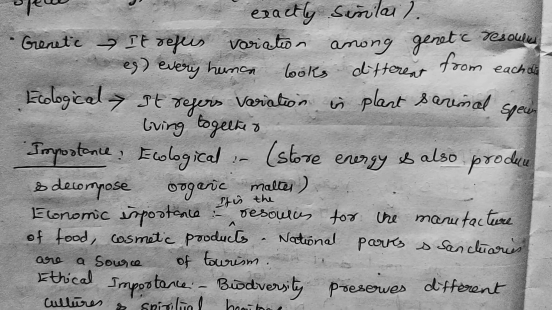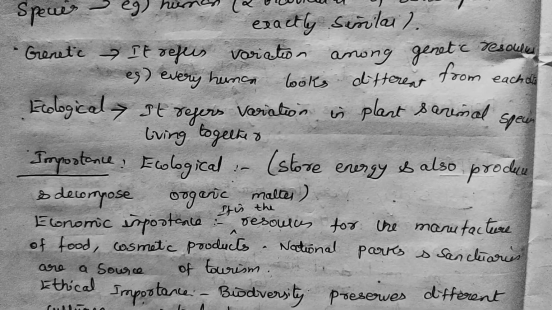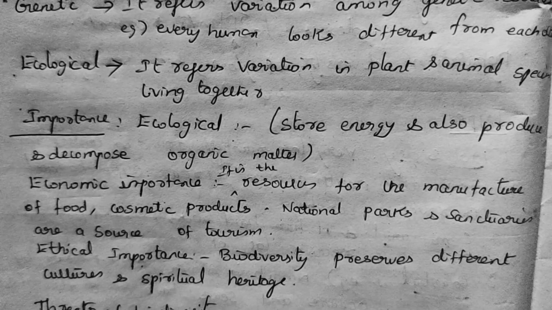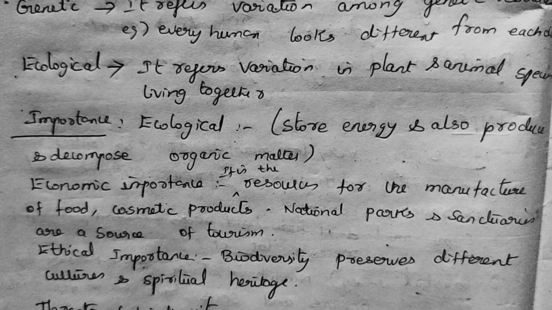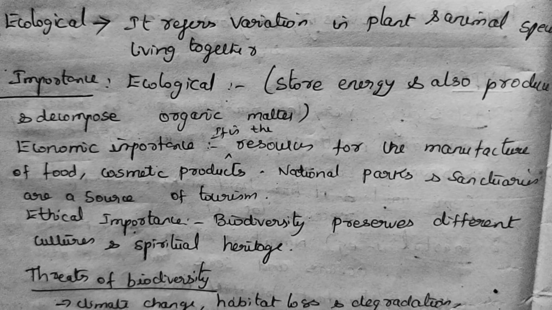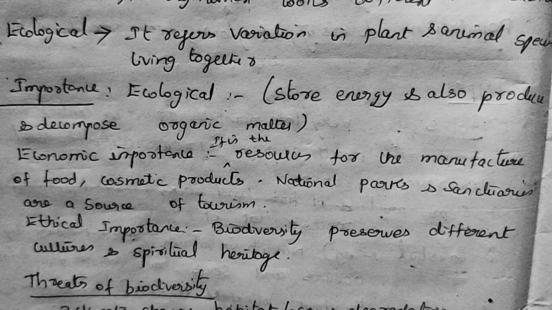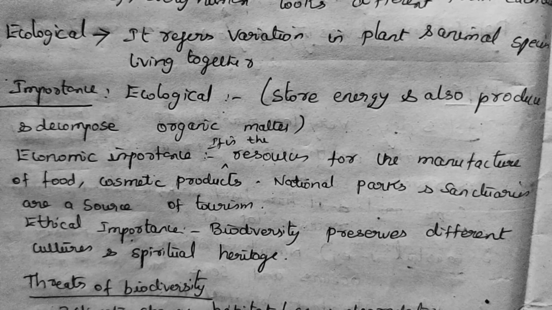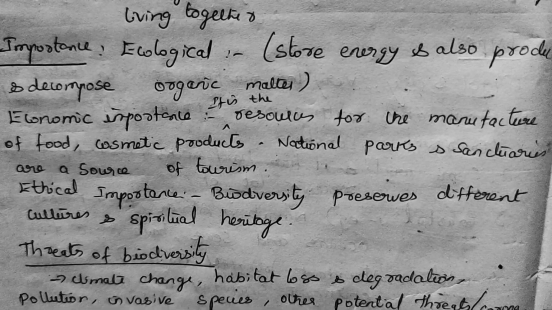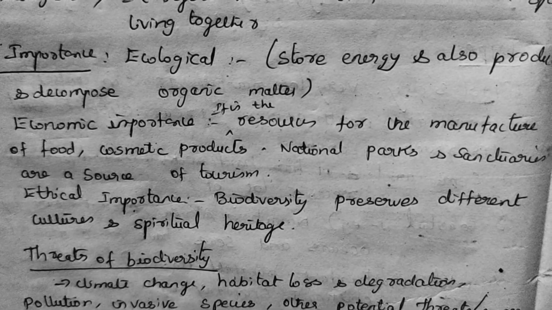And the next one, ecological diversity. It refers to variation in plant and animal species that are living together. And what is the ecological importance? They store energy, and also produce and decompose organic matter. And if you see the economic importance, it is useful for the manufacture of food and cosmetic products, and you can make it a national park or sanctuary, or a source of tourism. And the ethical importance: biodiversity preserves different cultures and spiritual heritage.